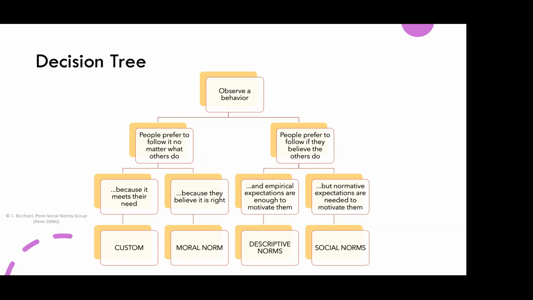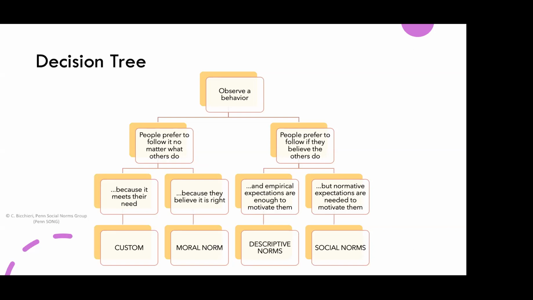In the first case, I articulate my decision tree into 2 other questions. If the behavior is unconditional, why is this person following that behavior? It's because it meets their need, so it is a custom, or because she thinks that it is actually right to follow that action. In that case, she's doing that behavior because the motivation is a moral norm. So I do it because I really think that is right.